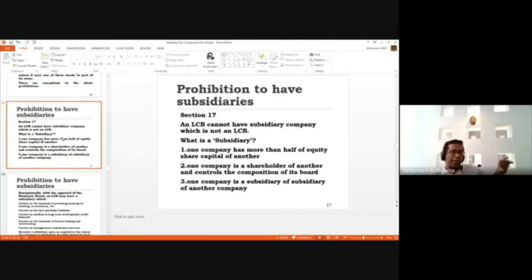Controls the composition does not necessarily mean that it has the majority on the board, but that you have some sort of control over composition. It can be a single directorship. So if someone has a lesser percentage, but in view of that shareholding has control over the composition of the board, even a single director, then again the first company is the holding company of the second company, or the second company is the subsidiary of the first company, right? The third one is that company A may have a subsidiary called B, and B may have a subsidiary called C. Then C is a subsidiary of A as well, right?